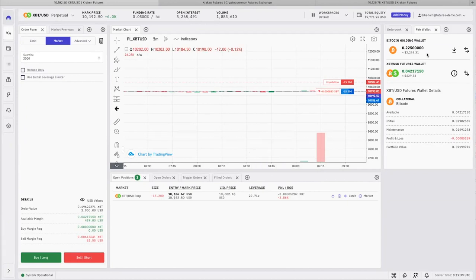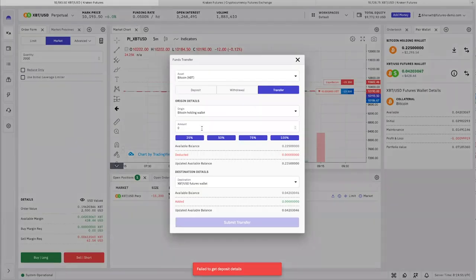margin. So here we've got our holding wallet. These funds are not at risk in this trade. And we've got our futures wallet. This $428 is funds at risk. If we're getting closer to our liquidation price, we can always just go in and add a little bit more. I'll just pick an arbitrary amount. And what you're going to see after I click this is the liquidation price will go up.